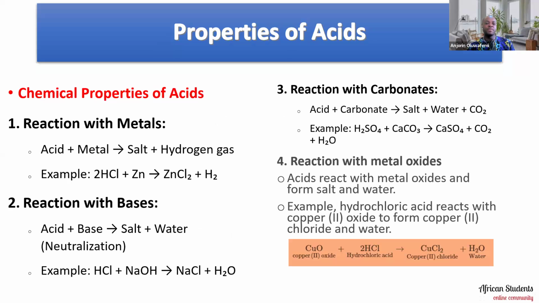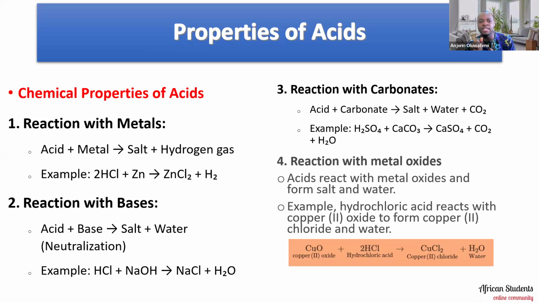When an acid reacts with a metal, it will always produce a salt and hydrogen will be given off. Number two chemical property is reaction with bases. When an acid reacts with a base, they form what we call salt and water, and that is a typical example of a neutralization reaction. So HCl reacts with sodium hydroxide to give us sodium chloride and water.